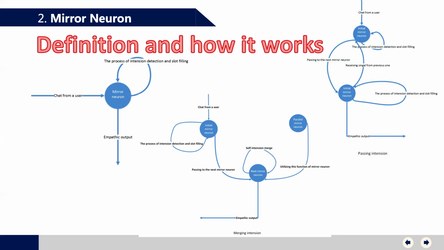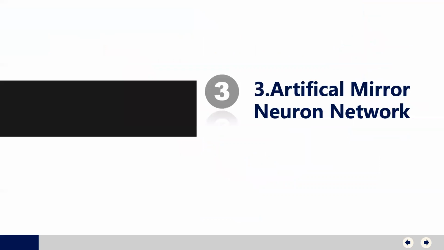When the initial mirror neuron receives the intention from a user, we need to convert and pass the original signal into the kernel of the mirror neuron, which has a role for buffering and pre-processing the mirror neural signal. After pre-processing in the kernel of the mirror neurons, the output signal passes to the next ones or merges into the other ones. Now let's move to the next section.